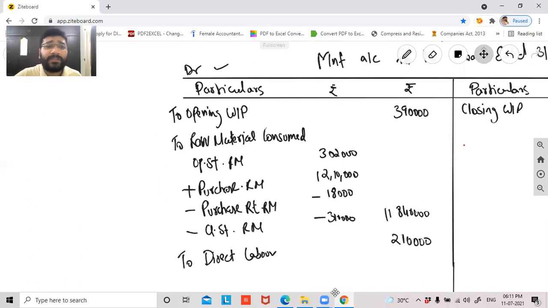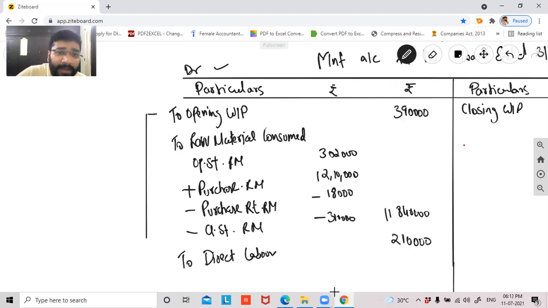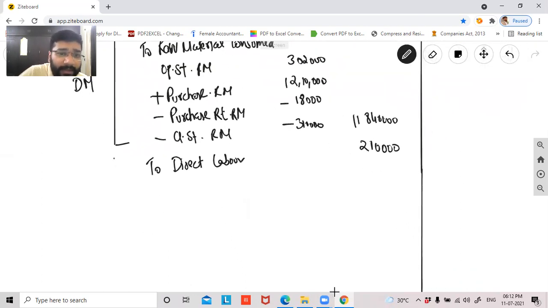Let me repeat one more time. In this manufacturing account, you have three broad categories: material, labor, and other expenses. These three are further subdivided into two each. What we have recorded from here to here is nothing but your direct material part. Next we recorded direct labor, and we have finished recording it. Now we'll be recording our direct expenses.